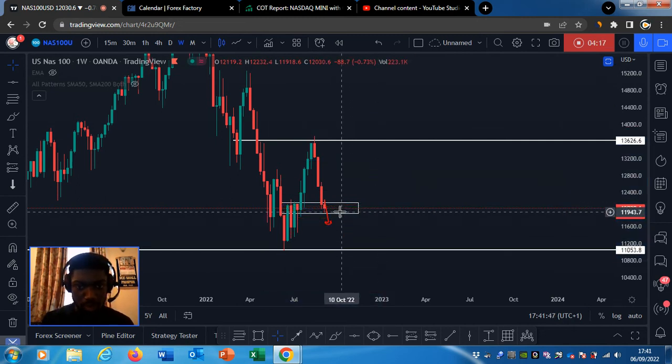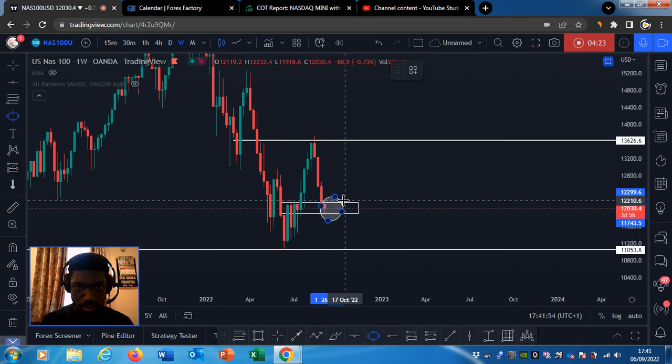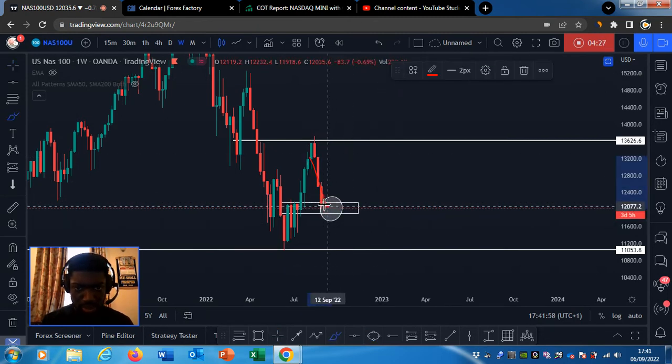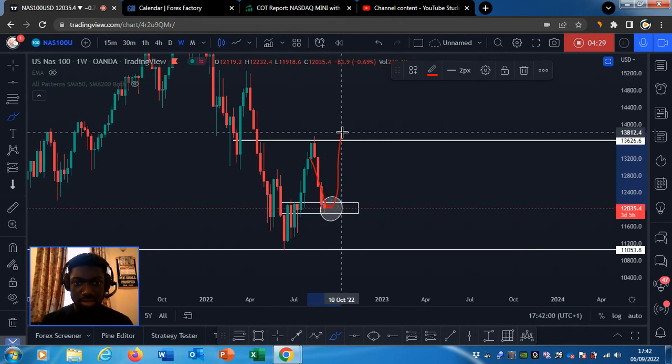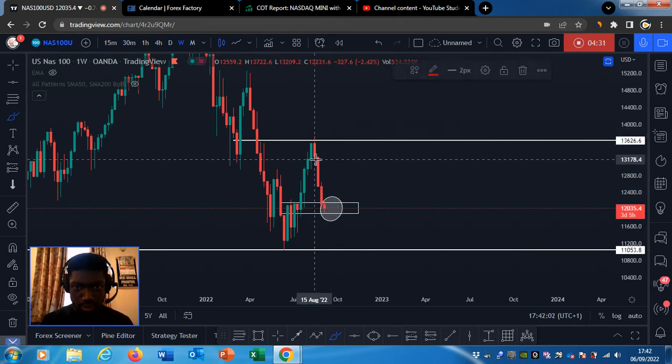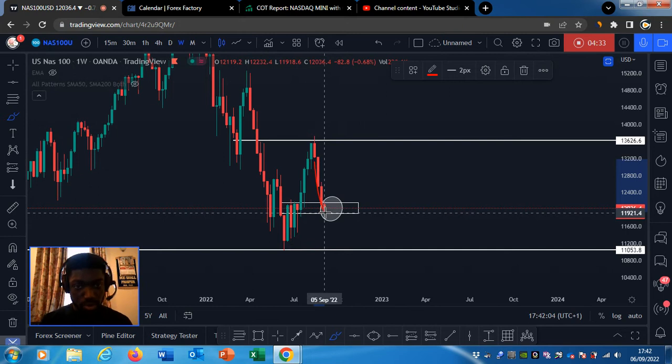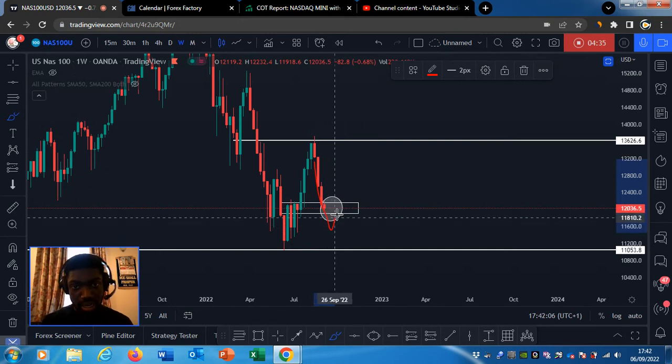So what we're expecting from the current weekly candle is either a weak bearish candle here, which suggests a change in direction to the upside, or a strong weekly bearish candle breaking it and coming back to retest it to form a continuation to the downside.